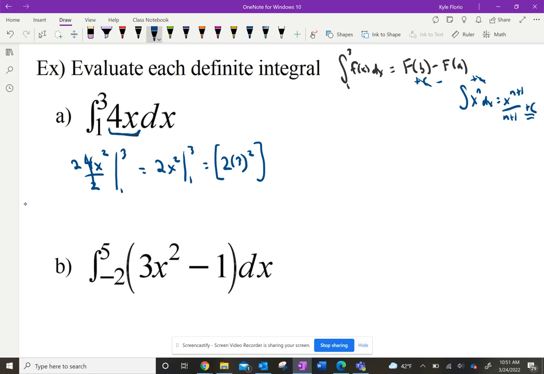So that is f of b minus f of a. I'm going to do the same thing, but plug in 1. So it's going to be 2 times 1 squared. So this right here is f of b minus f of a.